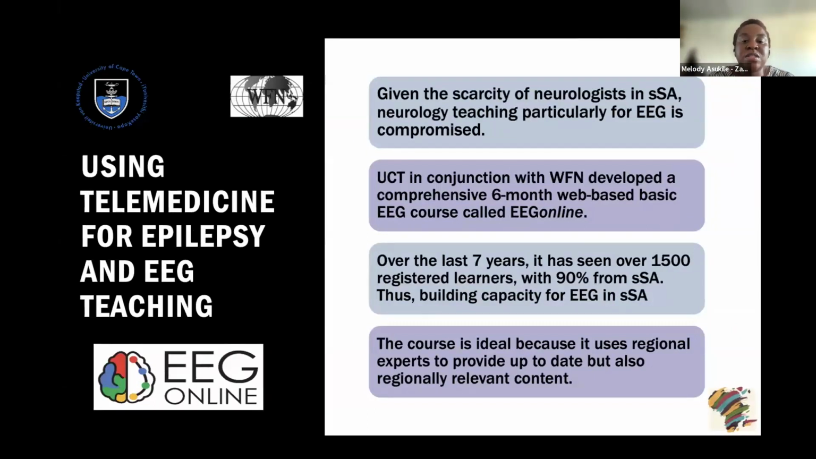Given that neurologists are very few in Africa, and particularly those who are qualified or specialized in EEG are even fewer, the University of Cape Town, in conjunction with the World Federation of Neurology, thought about developing an online EEG teaching course. This is a 6-month web-based basic EEG analysis course called EEG Online. EEG Online has been there for about 7 years now, and we've had over 1,500 registered learners. The majority are from our target region, sub-Saharan Africa, so over 90%. Hence, we believe it is building capacity for EEG in sub-Saharan Africa.